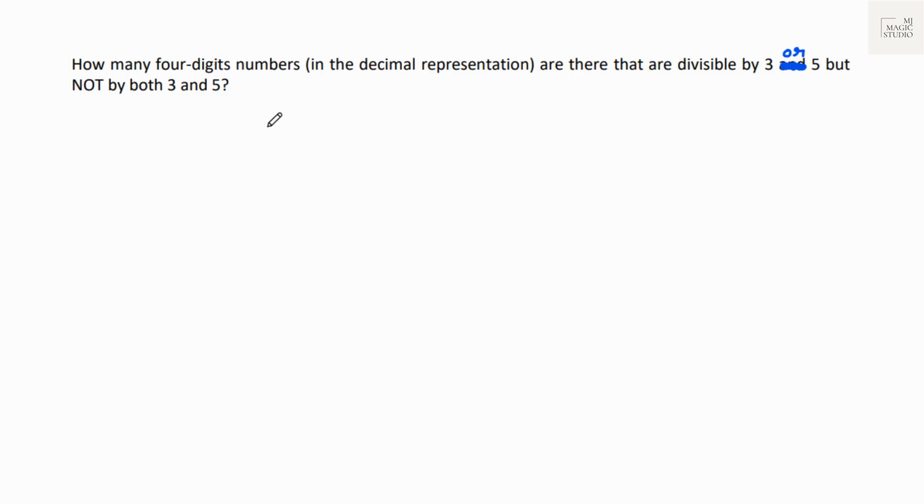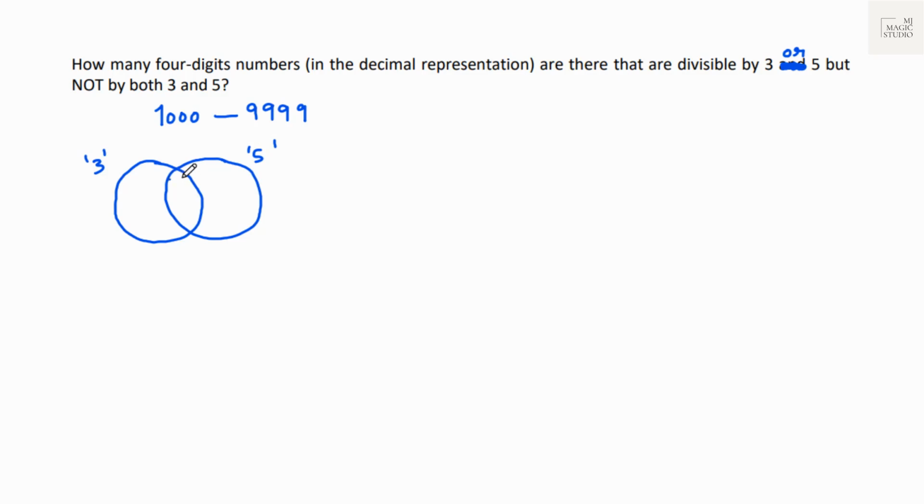How many 4-digit numbers are there? 4-digit numbers start from 1000 to 9999. So how many 4-digit numbers are there which are divisible by 3 or 5, but not by both 3 and 5? Suppose these are the numbers which are divisible by 3. These are the numbers which are divisible by 5.